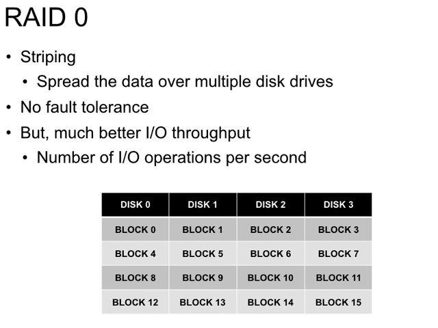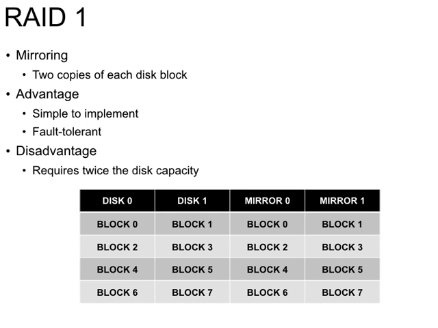So to improve the reliability, we go to RAID 1. RAID 1 keeps an identical copy of every data block. What that means is that if you have a data block stored in a disk, then there will be a mirror image of the data block stored in another disk. So let's say block 0 is stored on disk 0, then a copy of block 0 will be stored on another disk. Here we call it mirror 0. And then block 1 on disk 1, there is a copy of block 1 on mirror 1.